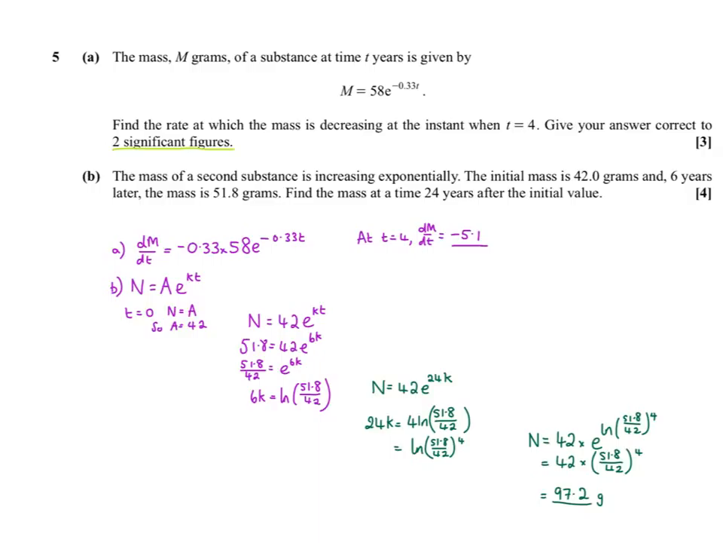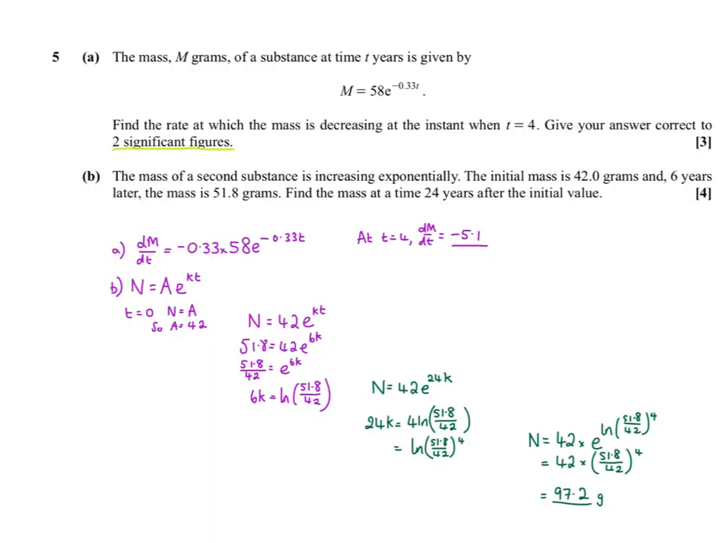Find the mass at time 24 years. So now I'm putting t is 24. Now I actually did this non-calculator to start with, which is why I didn't write down k, but you certainly can. So 24k is... find the mass at time 24 after the initial value.